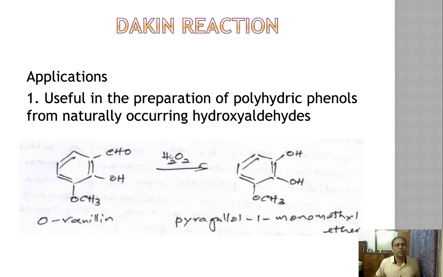Next is the application. First one, useful in the preparation of polyhydric phenols from naturally occurring hydroxyaldehydes. So example is orthovanillin. It is naturally occurring hydroxyaldehyde, and you are carrying out Dakin reaction. So you're going to get this product, pyrogallol 1-monomethyl ether. So you're having that extra hydroxyl group over here.